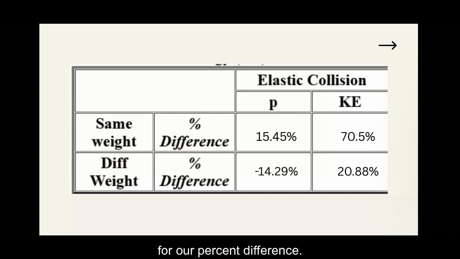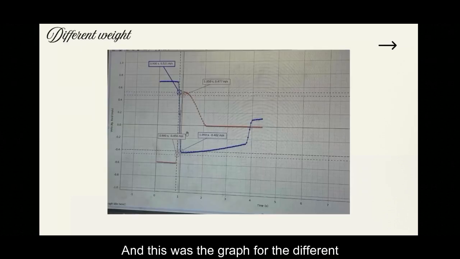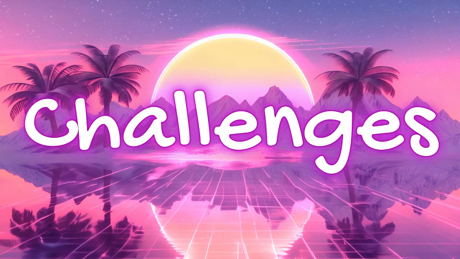For our percent difference, we have here that for the same weight, the percent difference for the momentum was 15.45%, and for the kinetic energy it was 70.5%. For the different weight for a percent difference, we calculated our momentum to be negative 14.29% and our kinetic energy to be 20.88%. And this was the graph for the same weight. And this was the graph for the different weight. And that was everything for lab 8.